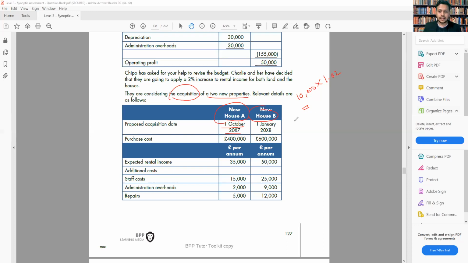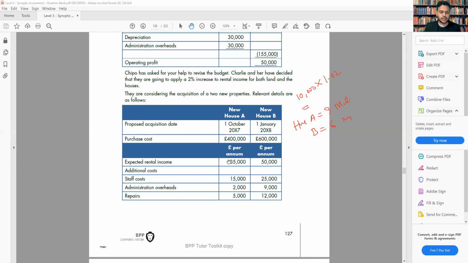House A, remember that house A, all the calculation will be for 9 months. And house B, January to June, 6 months. House B, 6 months. Start from January and the year ends in June. So 6 months. It's very important to remember that. And after that, we have this information, that is how much is the expected rental income.